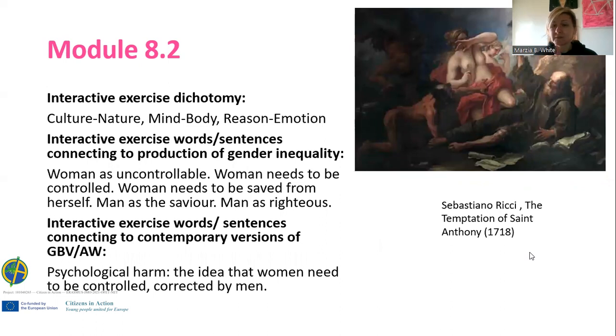And here, the painting of Sebastiano Ricci, The Temptation of Saint Anthony. Well, the title gives you a lot of information on what the idea about women is: temptation. So, woman is uncontrollable. Woman needs to be controlled. Woman needs to be saved from herself. And here we can find psychological harm and this idea that women need to be controlled and corrected by men, who is the guardian.